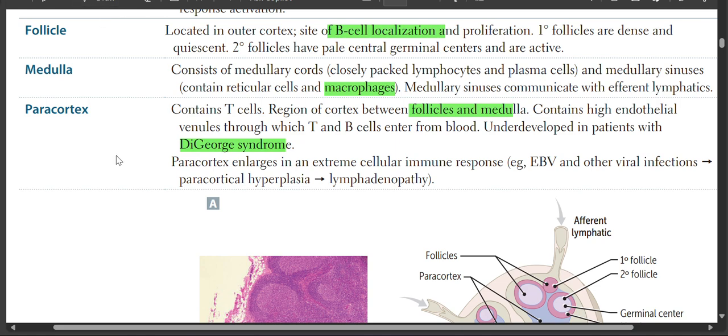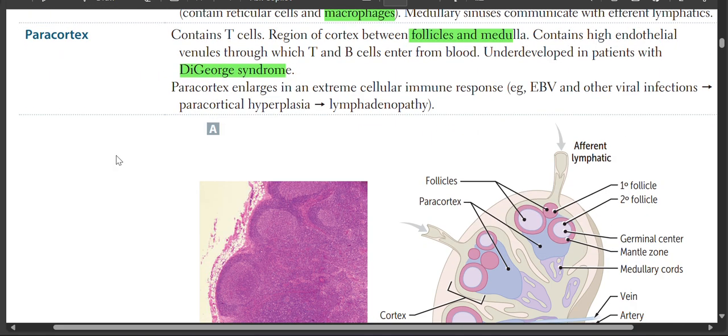Okay, no worries. So the symptoms of DiGeorge syndrome are cleft palate, abnormal faces, thymic aplasia. That is why you have the hypoplasia or atrophy of the paracortex. Then you have cardiovascular deformities, so congenital cardiovascular deformities. They're also called cardiotruncal deformities because they also affect the truncus arteriosus. And finally, you have hypocalcemia.